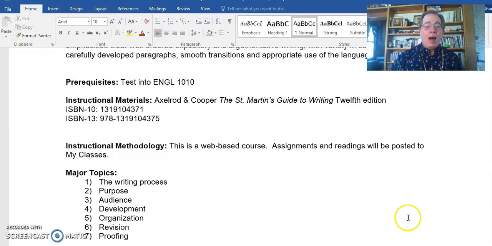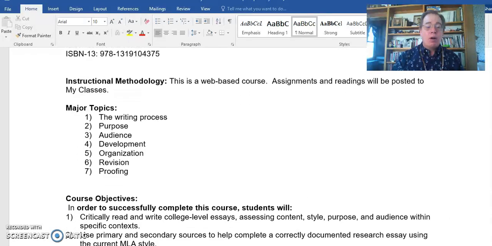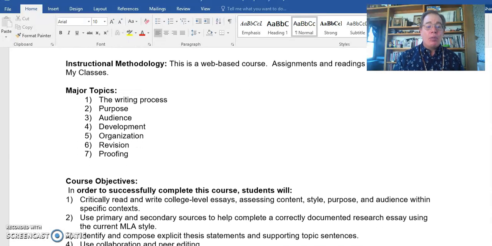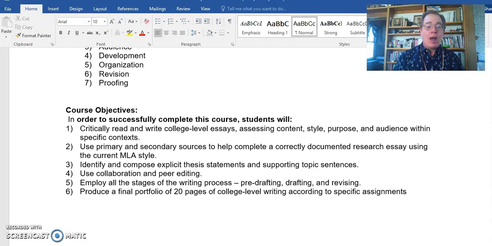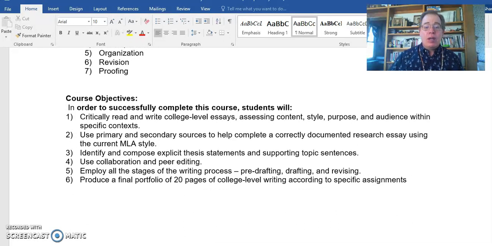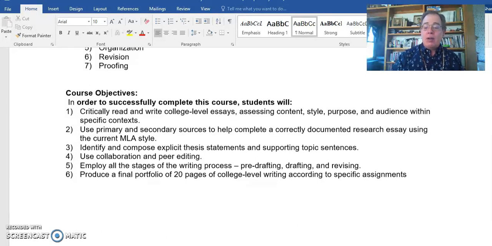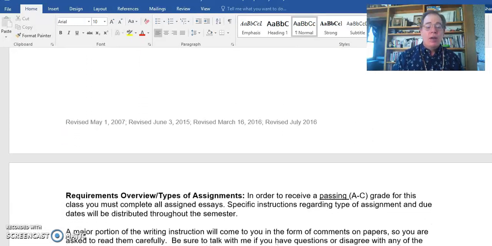Let me pull the syllabus back up here and let it guide me through what I'm doing. So we talked about the textbook. We talked about how the class is going to work. We're going to talk a lot about the writing process and how to write. And in order to successfully complete this course, students will read and write college-level essays and also complete a research essay. And the course is designed to guide you through that. And we are going to follow that process to complete all of these course objectives.